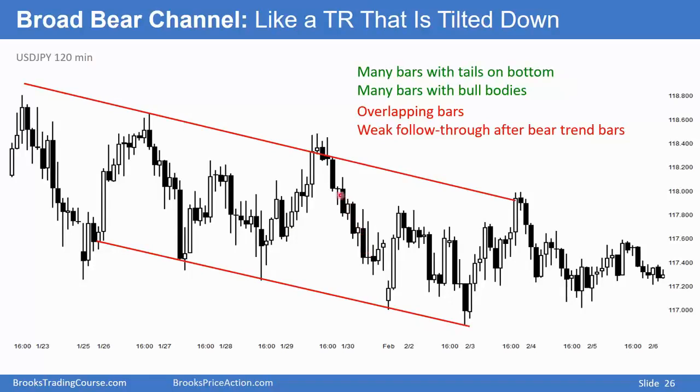So a sell-off, but there are problems with the sell-off. Where are the consecutive big bear trend bars that you typically see in a strong bear trend? They're not present because this is not a strong bear trend. It has a lot of two-sided trading.